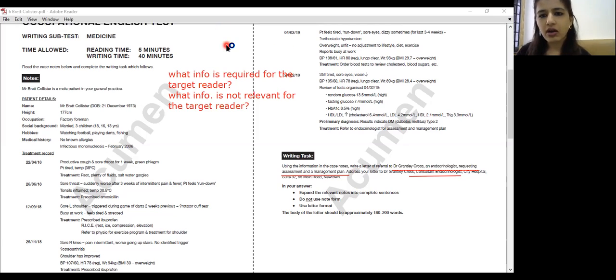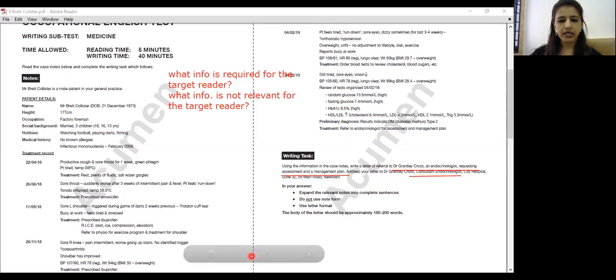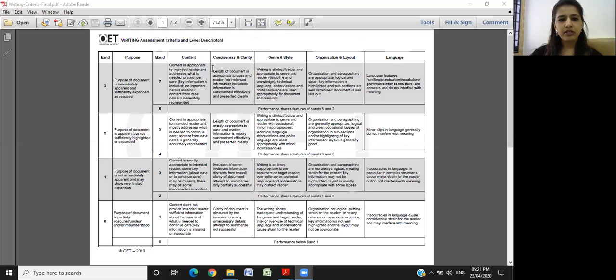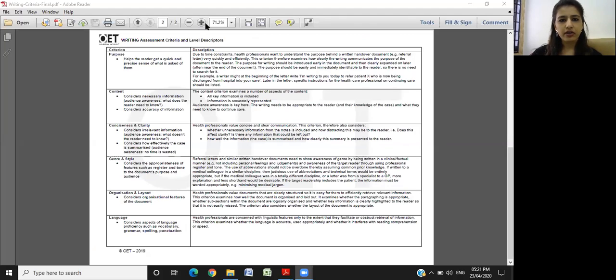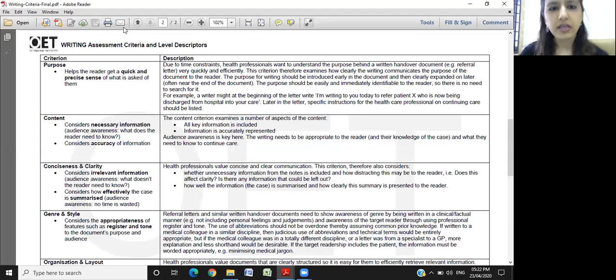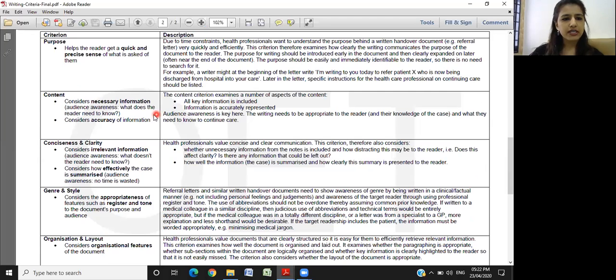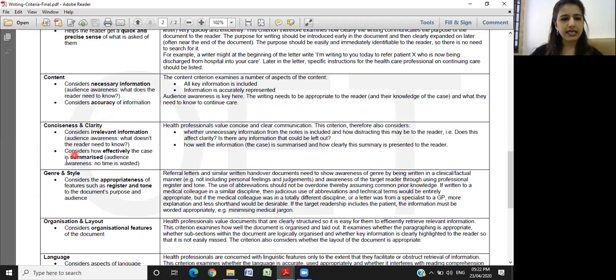Okay. Now, if you all have read it once, I would bring the evaluation criteria on screen to help you understand what you have to focus upon while writing a referral letter. What is being tested? You must know what the examiner is looking for so that you can tailor your performance accordingly. So you have a total of 6 evaluation criteria: purpose, content, conciseness and clarity, genre and style, organization, and language.